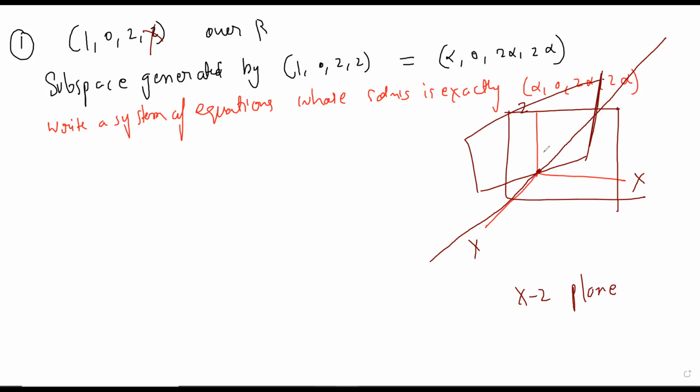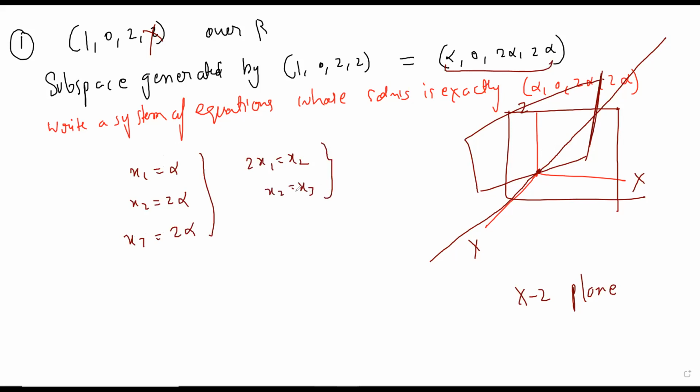I had also shown a technique to do this. By taking perpendicular vectors you can do it, or you can just write the subspace like this: x1 is equal to alpha, x2 is equal to 2 alpha, x3 is equal to 2 alpha also. From here you just eliminate the alpha and get your equations. So what do you get? 2 x1 is equal to x2 and x2 is equal to x3. You get two equations, and probably you'll get one more equation.